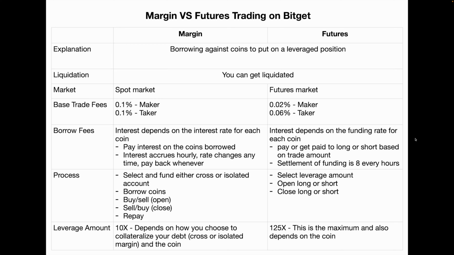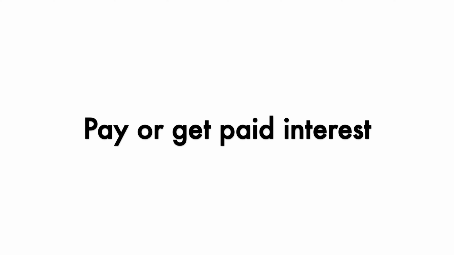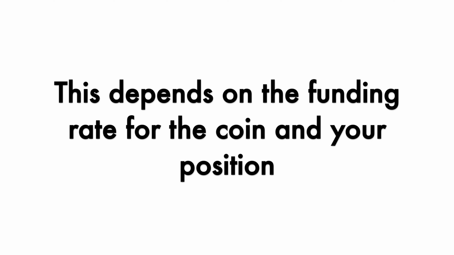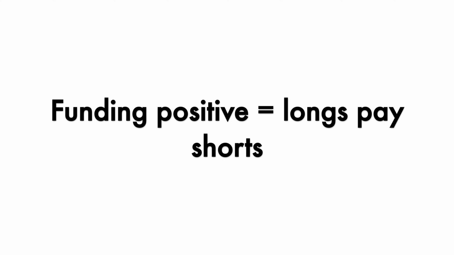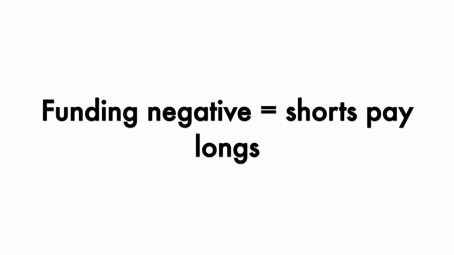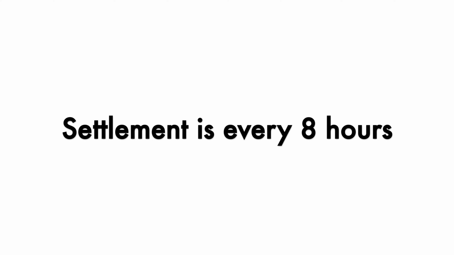As for futures trading, depending on your position that you've taken, you may have to pay interest or you get paid interest. This all depends on the funding rate for the coin, which can change at any time. The funding rate can either be positive or negative. When the funding rate is positive, this means that people going long pay shorts. If the funding rate is negative, this means that shorts pay longs at settlement. Settlement of funding is every 8 hours.